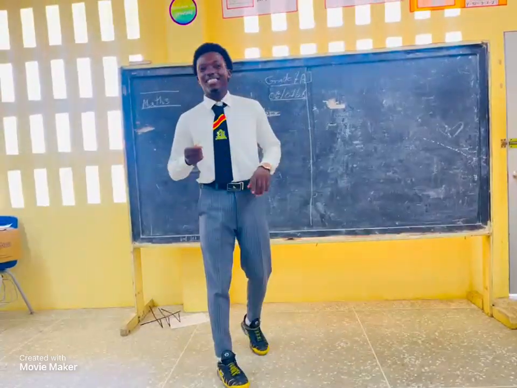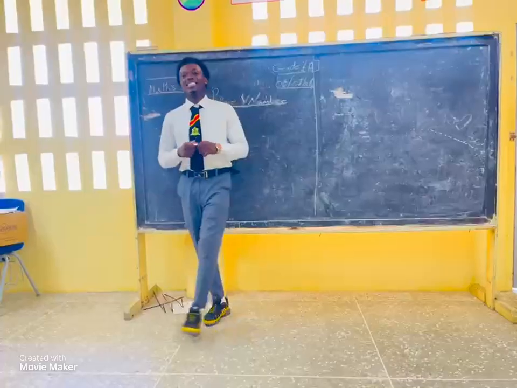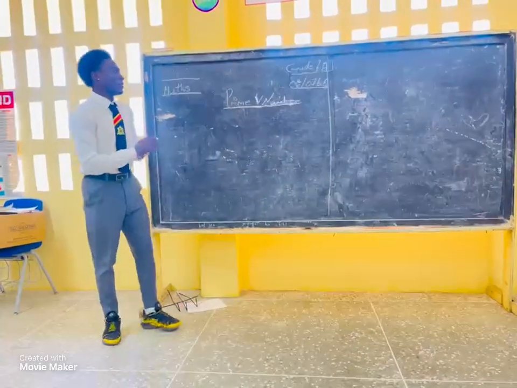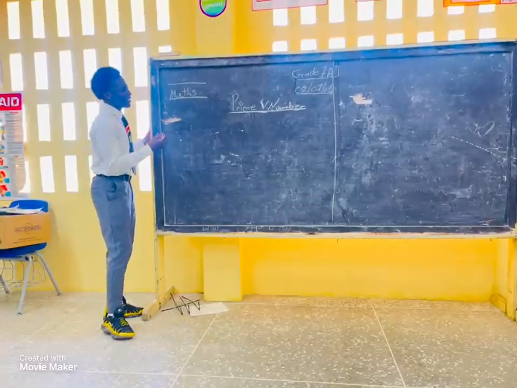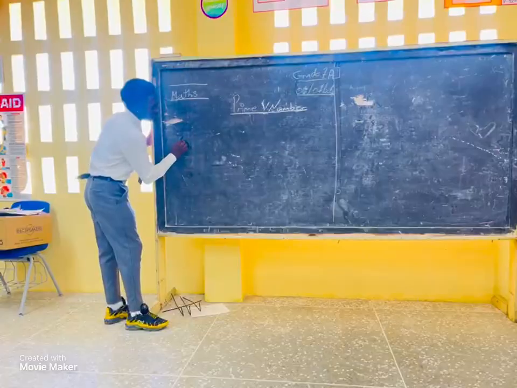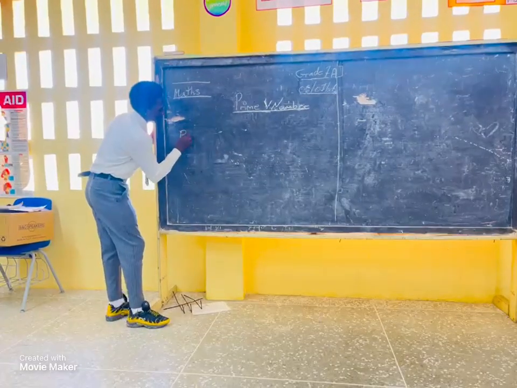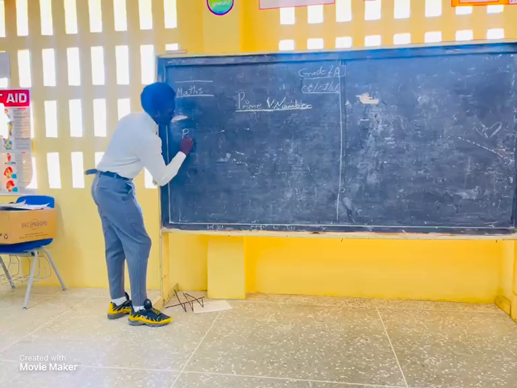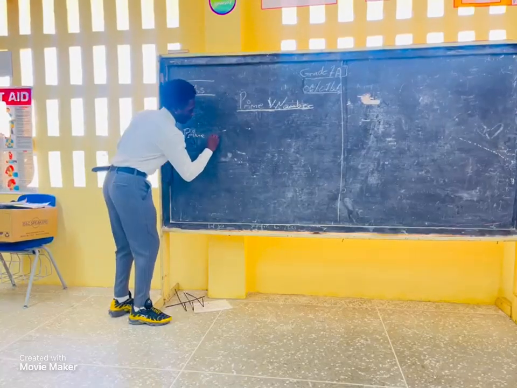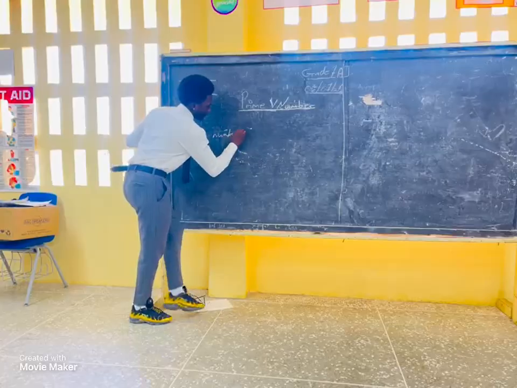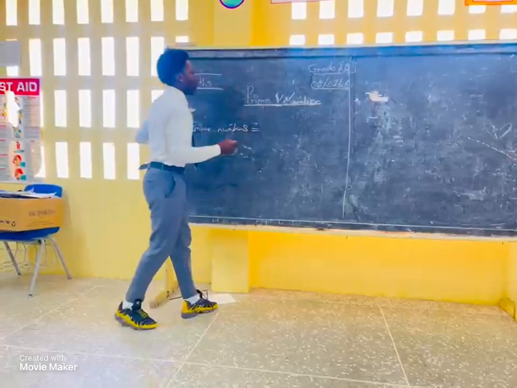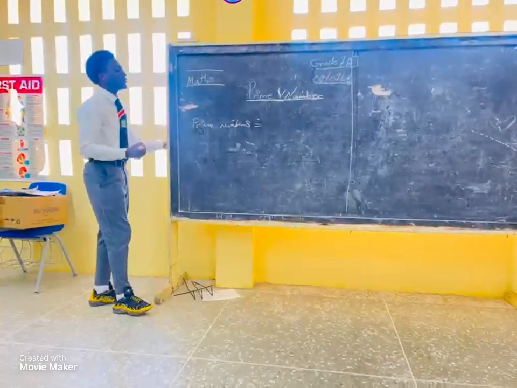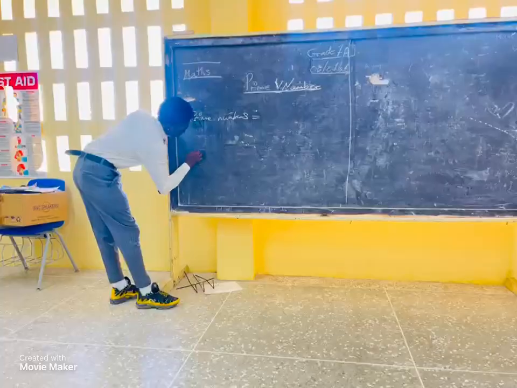Good afternoon, class. We'll start today with prime numbers. To start with prime numbers, we'll first have you write the definition of prime numbers. And for comparison, we'll have you write the definition for composite numbers.